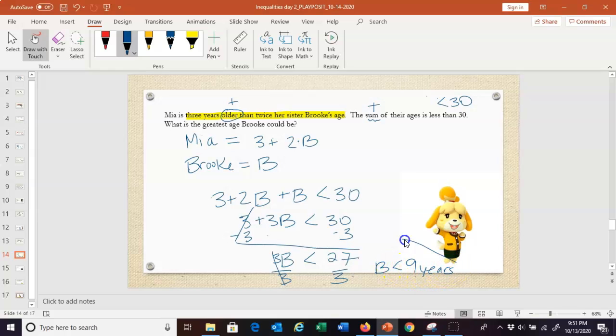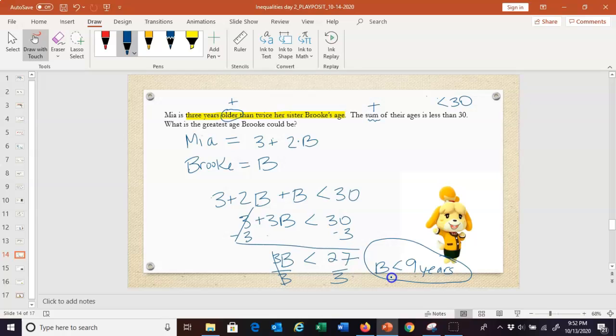But what does that mean? Brooke, B is less than 9 years. So the greatest age Brooke can be is what? Can Brooke be 9 years old? No, because it says Brooke is less than 9 years old.